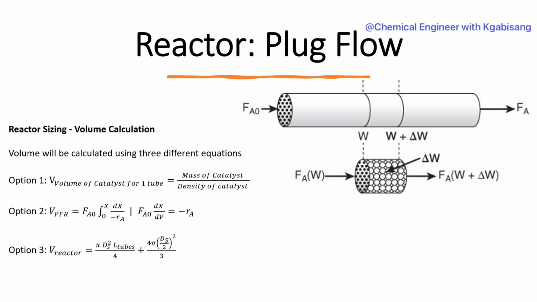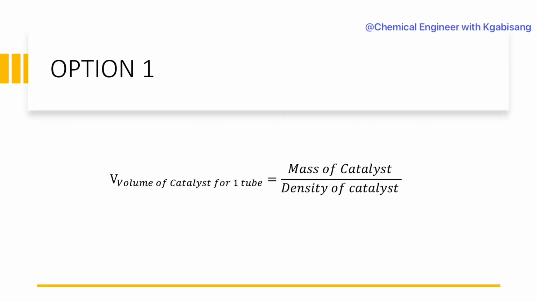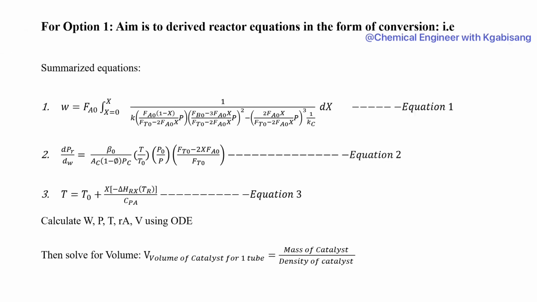So let's look at every one of the equations that you are looking at here on my screen. Option 1, we are going to be sizing the reactor using this equation here, multiply the number of tubes to get the entire reactor volume. We are going to derive 3 expressions. These 3 expressions, once they are solved simultaneously, can help us calculate the volume of the catalytic reactor for one tube. The first equation is in the form of catalytic weight. The second equation is basically the pressure drop inside of our reactor. And lastly, the third equation takes into account the temperature change inside of our plug flow reactor.